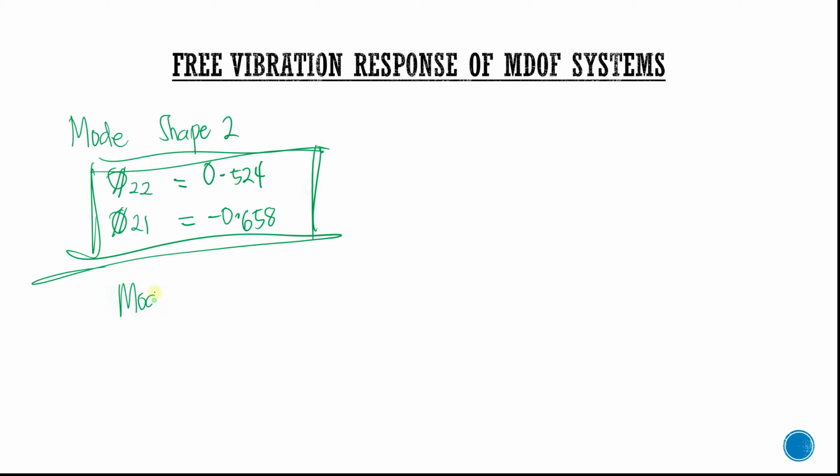And then for our mode shape 3, the mode shape 3 for the second floor is equal to negative 0.694, and then the mode shape 3 for the first floor is equal to 0.103.